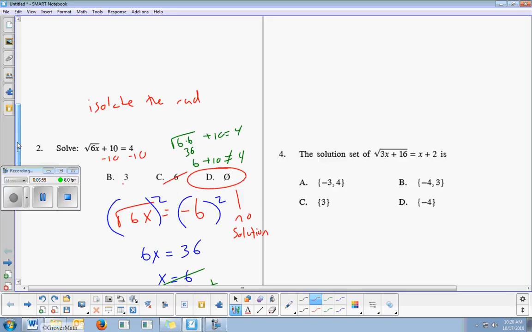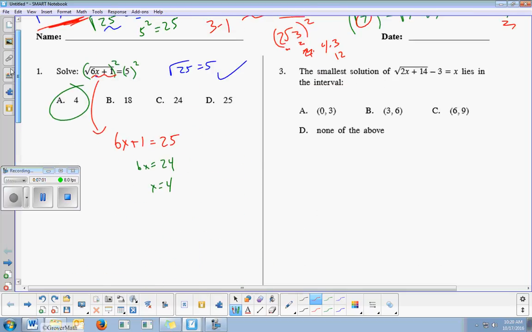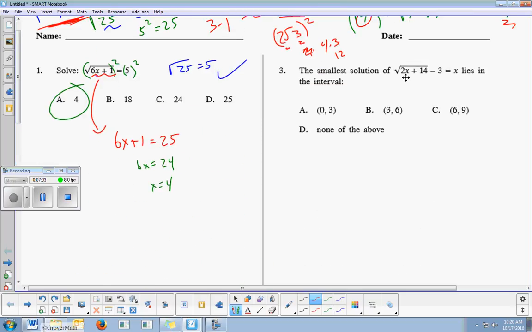All right, let's move over to the top right and do number 3 here. Square root of 2x plus 4, so that's your radical, then minus 3 equals x. So I need to move that 3 over before I square both sides. So I'm going to add 3 to both sides, and that's going to give me the square root of 2x plus 14 equals x plus 3. Now I can square both sides.